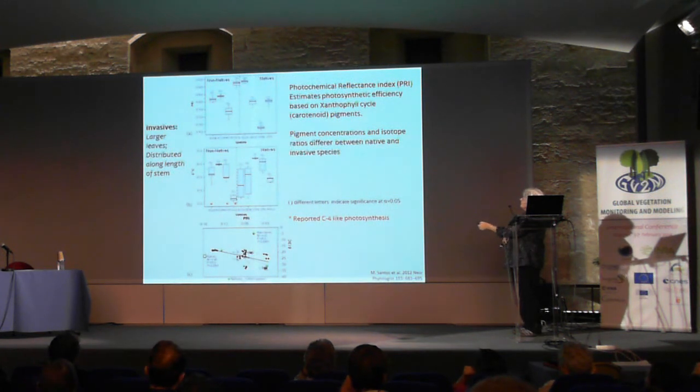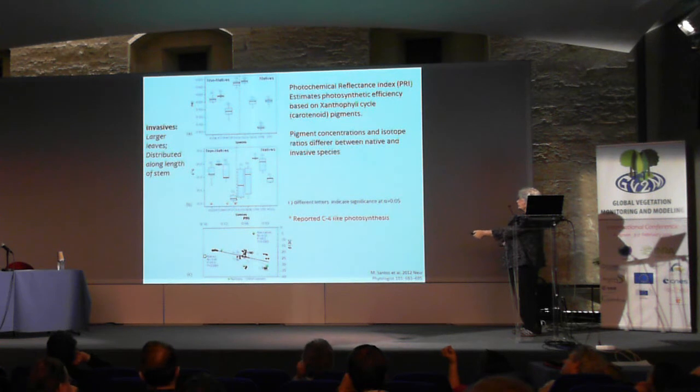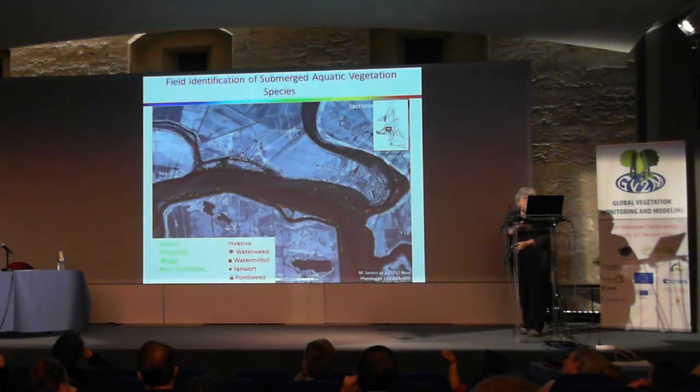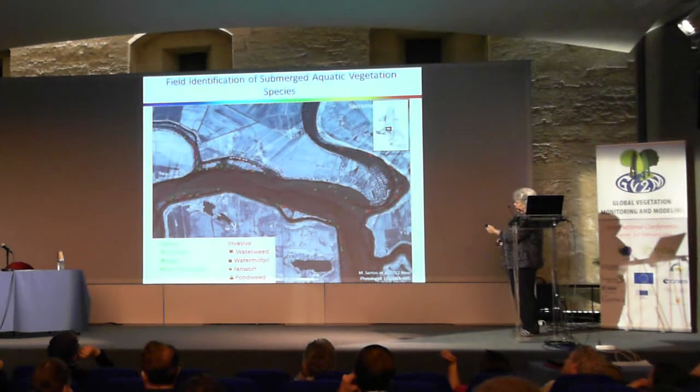And we looked at the PRI index and how it relates to the isotope ratio. And these invasives seem to have facultative C4 photosynthesis. That's one of the reasons they're more successful. So by going through these different traits, you can see very clearly why the non-natives, the invasive species, were doing much better in the habitat than the native species.